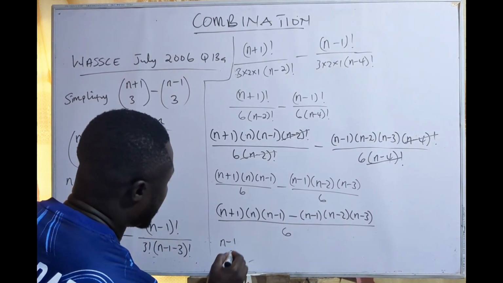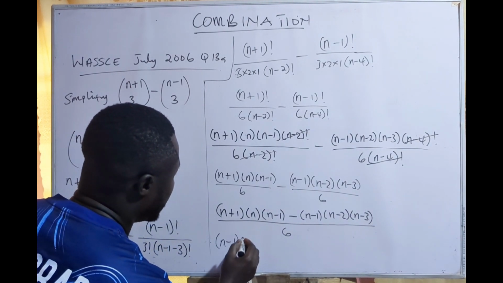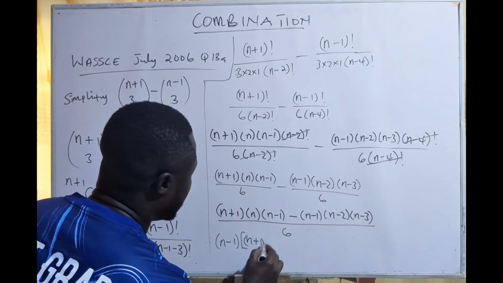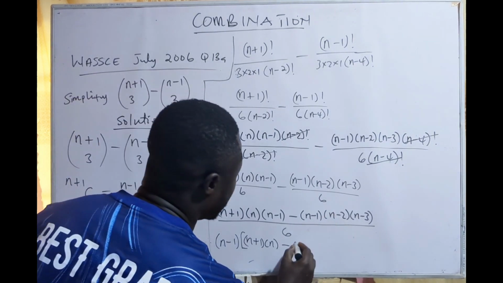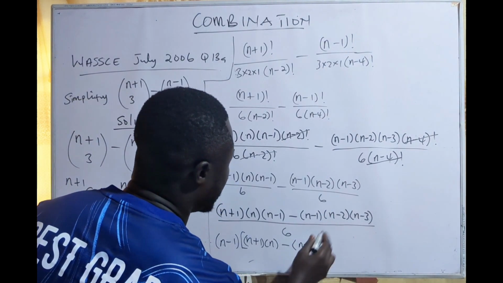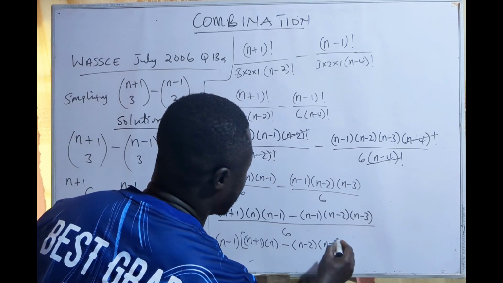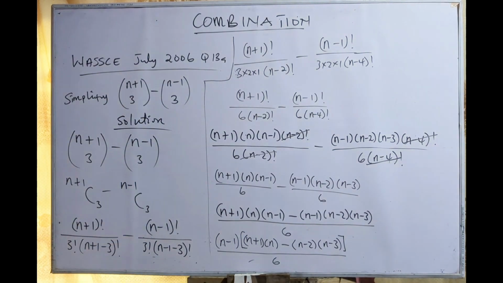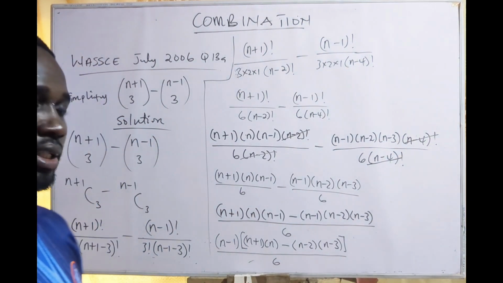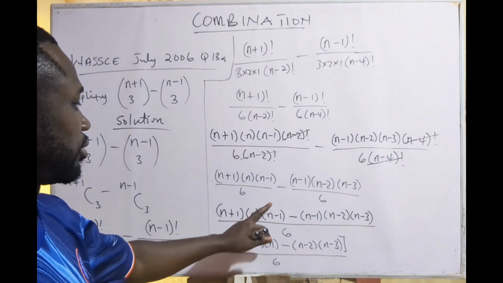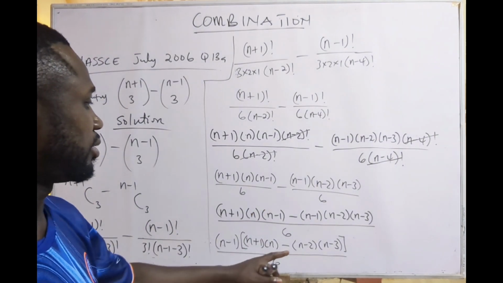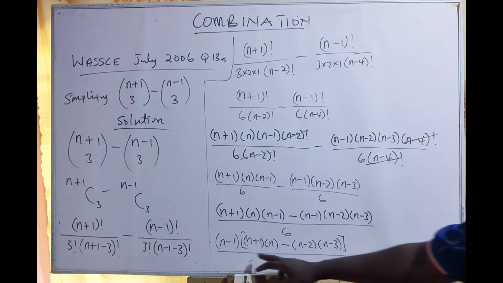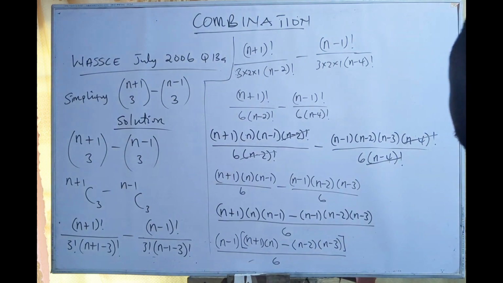So I'll bring n minus 1 out. Then what will be left here is n plus 1 minus n minus 2 multiplying n minus 3, all divided by 6. So when you factorize, this is what you can get. Alright, n minus 1 will come out, and then remaining n plus 1 minus n minus 2 times n minus 3. So let's try and expand the numerator.